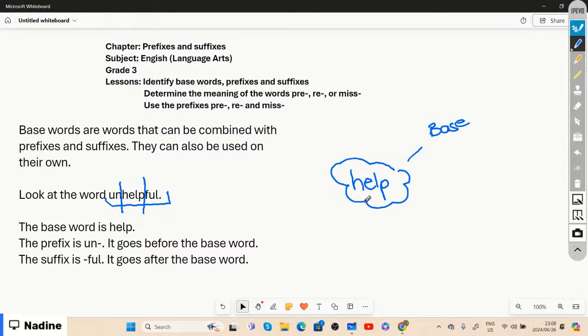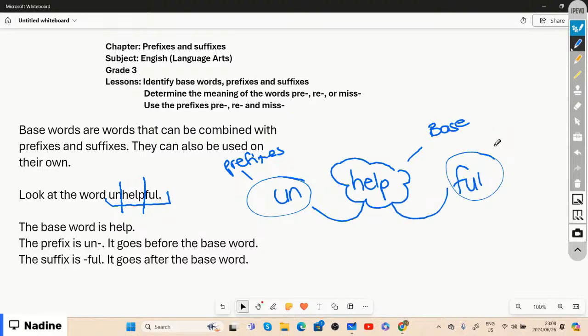Then the part that's added in front of the base word is un, and that is a prefix. Prefixes are added before a base word. And then we also have the word full, and full is our suffix. Suffixes are added at the end of a base word. If we combine all three, we get a word like unhelpful.